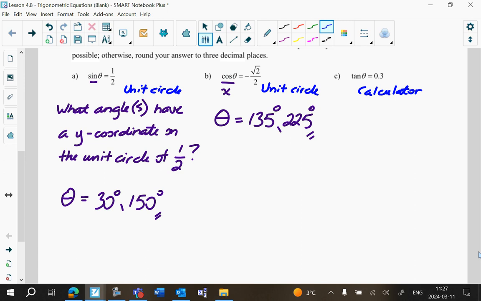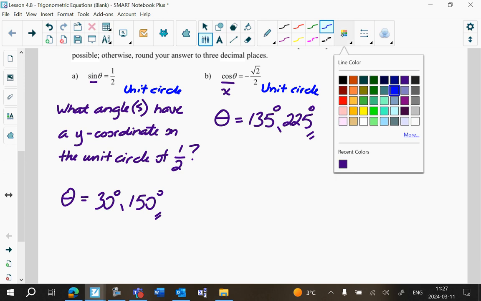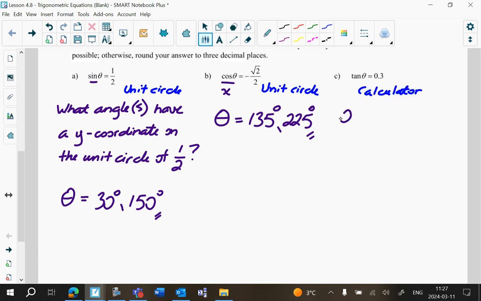So what we need to figure out is what quadrants our answers are going to be in. Well, in what quadrants is tan positive? 1 and 3. That means one of our answers is going to be in quadrant 1, and the second answer is going to be in quadrant 3.